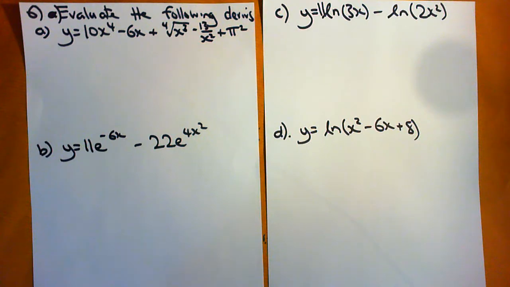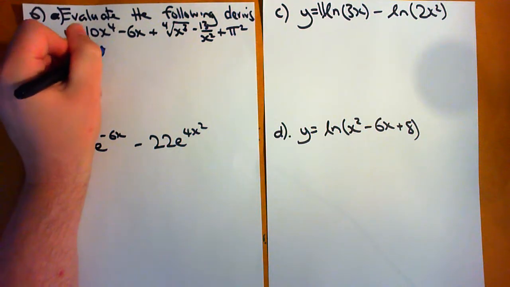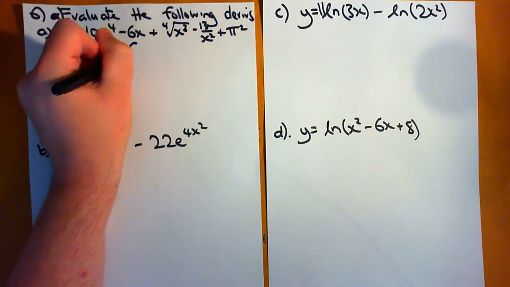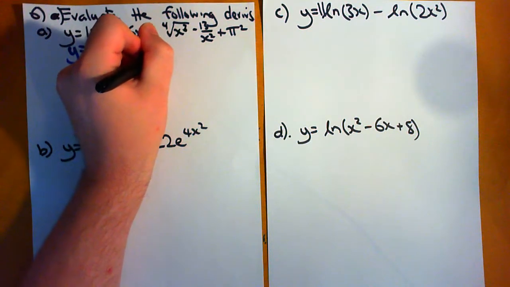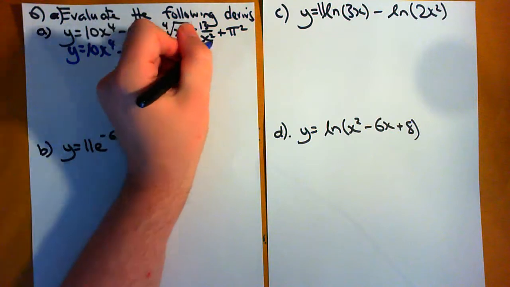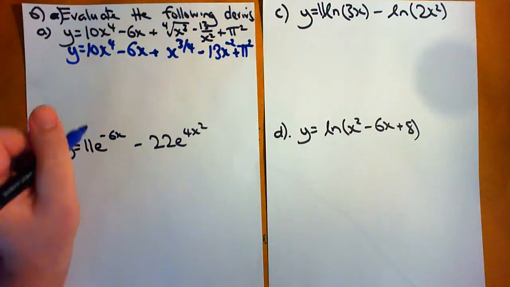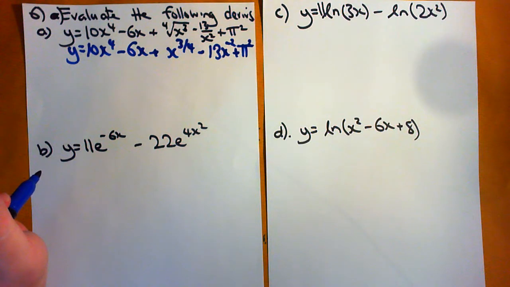The first is 10x to the 4 minus 6x plus the fourth root of x cubed minus 13 over x squared plus pi squared. So we need to set this up so that we can differentiate it. We need to deal with the fourth root term and the over x squared term. So we've got 10x to the 4, which is fine to differentiate. So is the 6x. The fourth root of x cubed, we need to write that as x to the power of 3/4 minus 13x to the minus 2 plus pi squared. So that's now set up. It's all ready to go for differentiation.